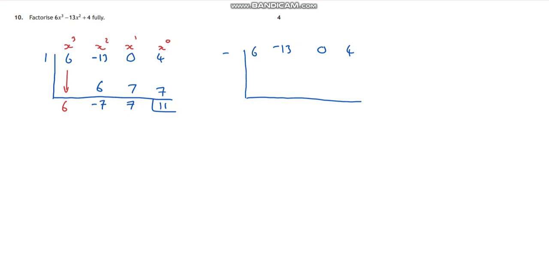Let's try negative 1. So let's bring the 6 down. Let's multiply, negative 6. That's going to be negative 19. Multiply it for 19. Add it. Nope. So that's negative 15. So no joy there. Let's try 2. And we're thinking it's going to have to be 2 or negative 2, unless I've made a mistake with my tables.